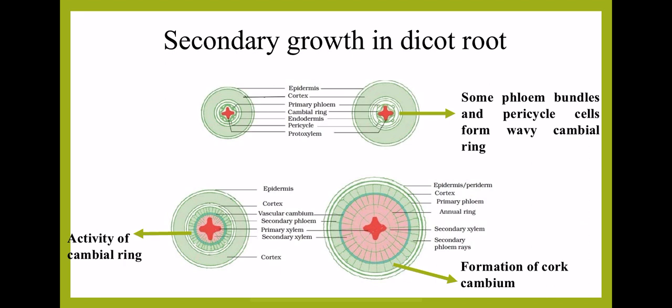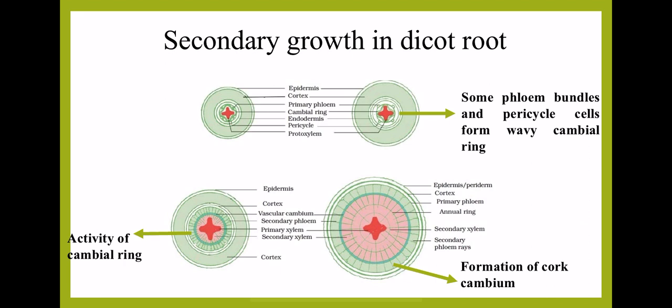Next, secondary growth in the dicot root. The same mechanism occurs in the dicot root. The only difference is the pericycle. Here the pericycle forms a wavy cambial ring, along with phloem and xylem. All this combines to form a ring, and later it divides and forms a cambial ring, and again the same process occurs in the dicot root also.